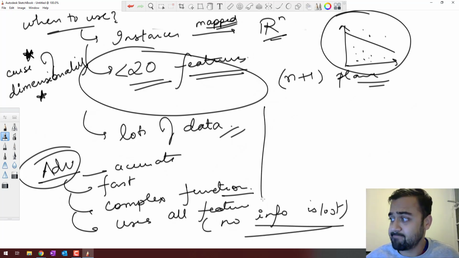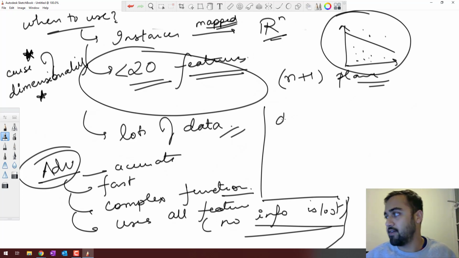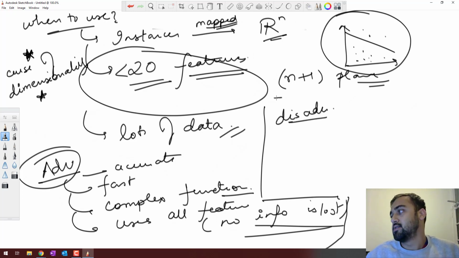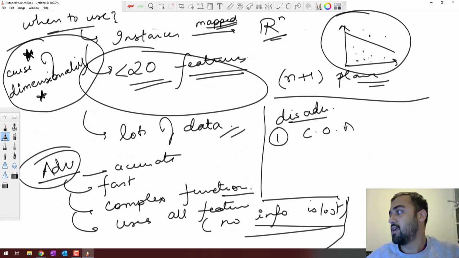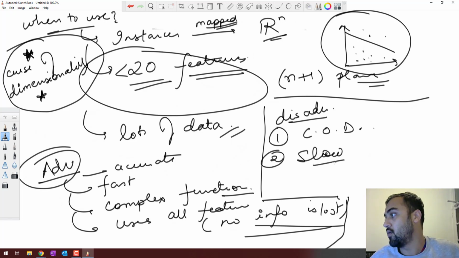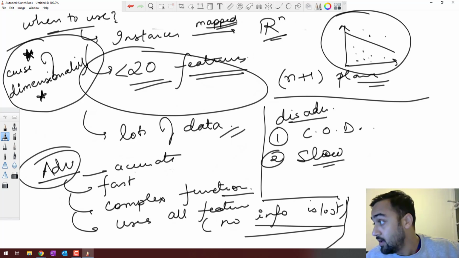Anything that has its own advantages will also have its disadvantages. So disadvantage number one is the curse of dimensionality. Number two is it's slow. Why is it slow? Because as I said, we need to present the whole of our training set in order to make a prediction. The entire data is used to derive a prediction. Therefore, it's slow.